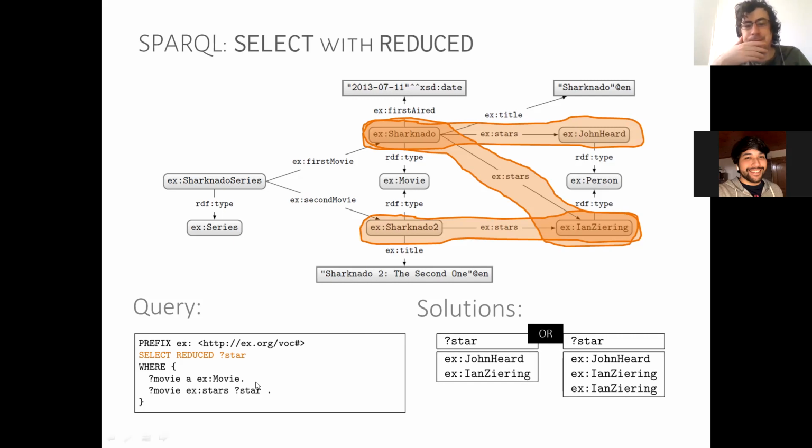And it can return duplicates sometimes and not in other cases. So it can return any sort of set of solutions between bag and set semantics. So here we have two options. It creates this sort of non-determinism, where both of these are valid solutions for this query. Select reduced.